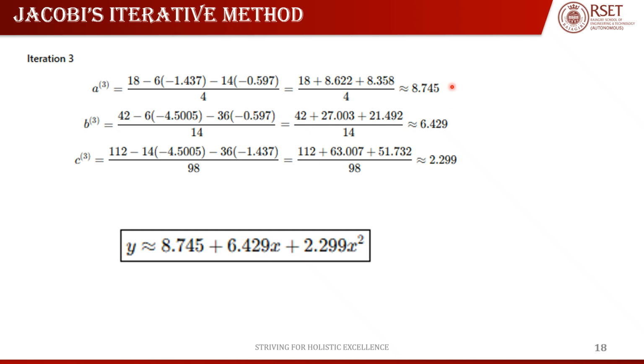From the third iteration, your parabola is y equals a plus bx plus cx square. Your a is approximated as 8.75, your b is 6.429, and your c is 2.29. So your parabola will be 8.75 plus 6.429x plus 2.299x square. So this is the way you do the problem. Okay, I hope you understood the session. Thank you.